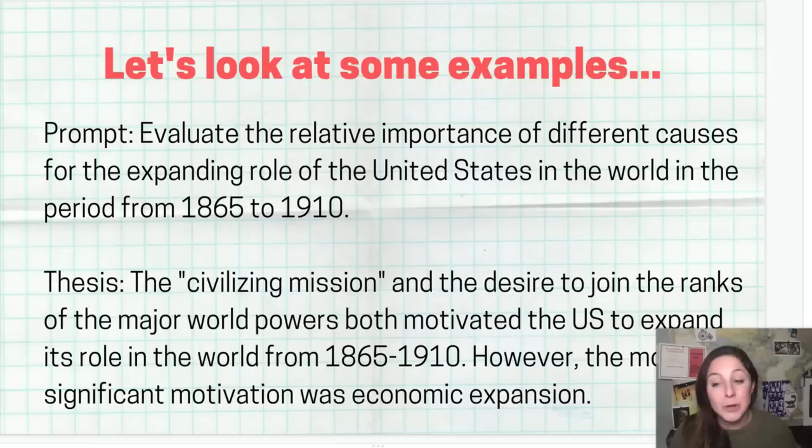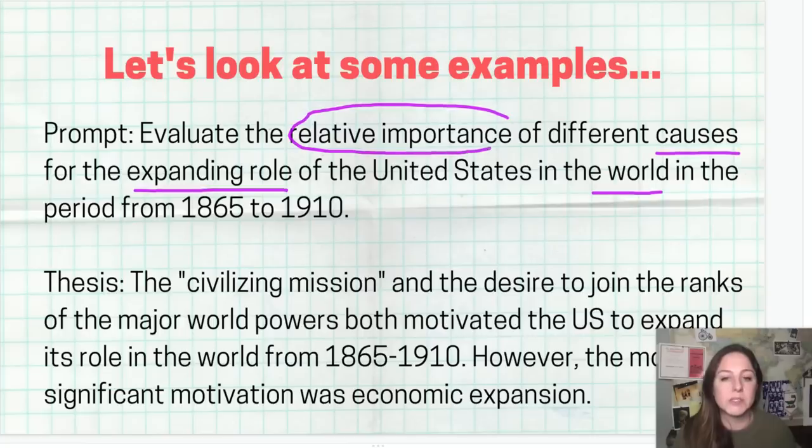So a few things that I would notice if I was reading this prompt is what I'm looking at is causes specifically. I'm not talking about the impact of the US expanding role, whatever. I'm also thinking about the US's expanding role in the world, right? And so what they're asking me to do is, okay, there are multiple causes for why the US expanded its role in the world. They want you to evaluate their relative importance. Basically, the argument you're going to be making is this cause was more important than this cause, or these two causes were equally important, but this was the most important. That's essentially what they're asking you to do.